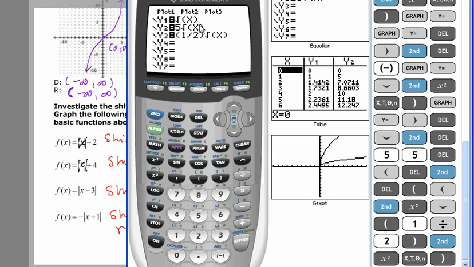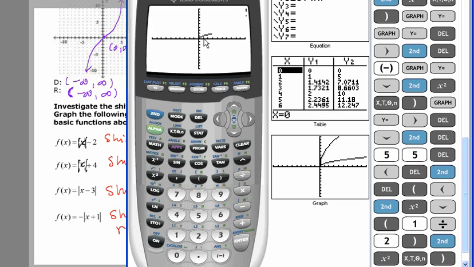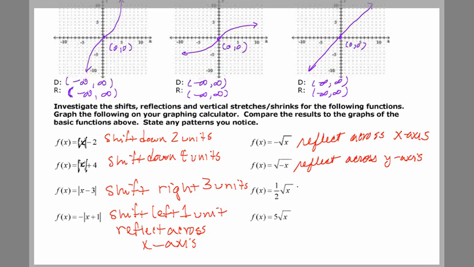So let's graph the regular square root function, 5 times the square root, and 1/2 times the square root of x. Let's see all three of them. So there's the basic square root. There's 5 times the square root. And there's 1/2 times the square root. Notice they're all arcing out to the right. The 5 caused it to stretch up. The 1/2 caused it to shrink down. Those are called vertical stretches and shrinks. So here we see a vertical shrink and a vertical stretch.